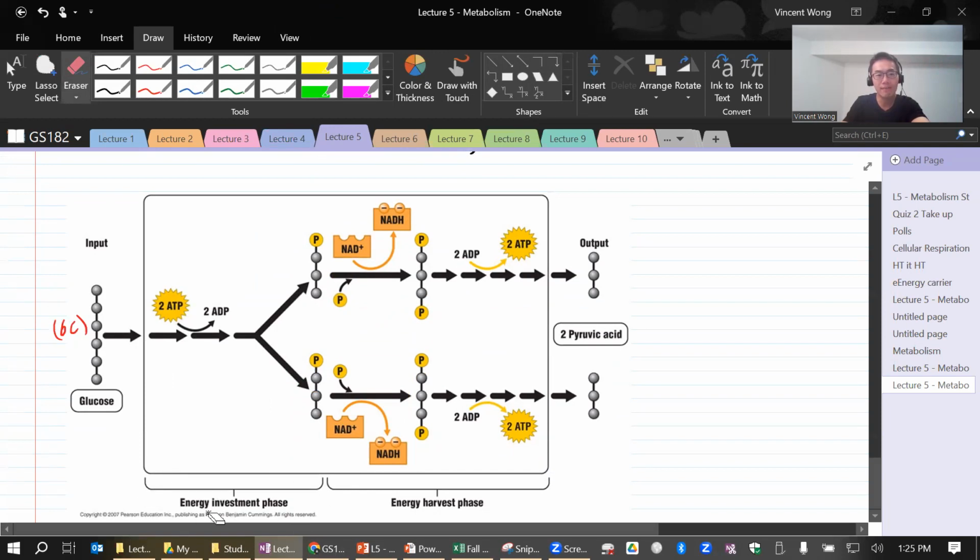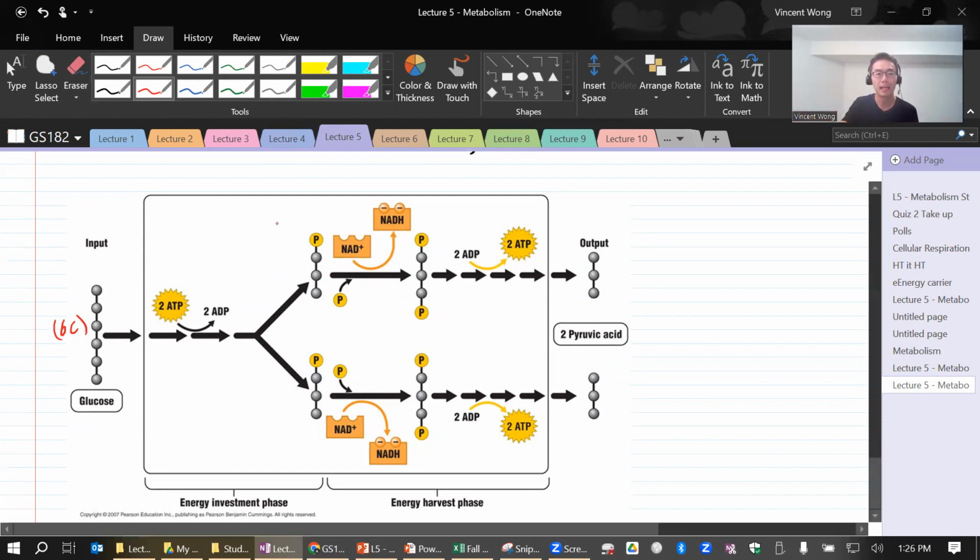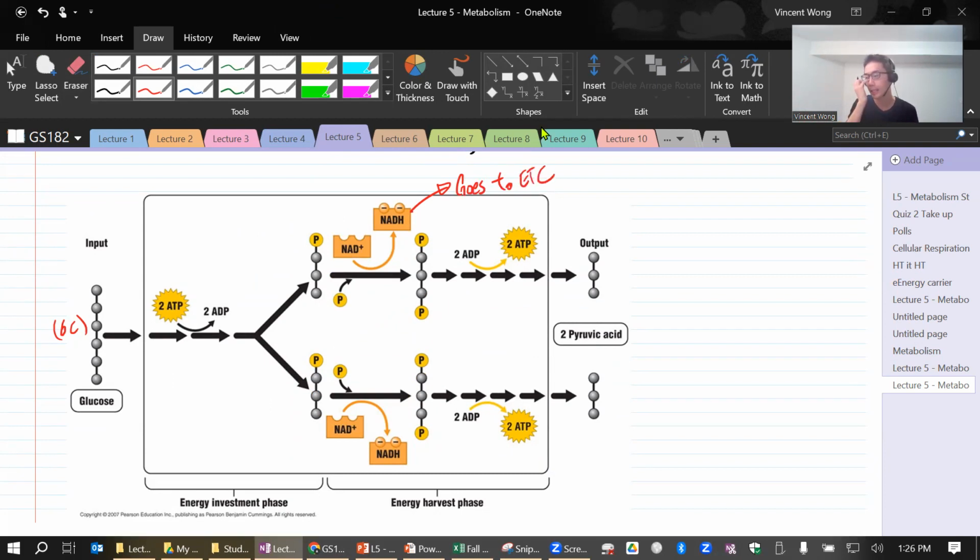In the energy investment phase, 2 ATPs are used to charge up the glucose, so that it will want to react, basically. And then we will remove some electrons which are captured by NAD plus. So NAD plus is reduced into NADH. And I asked you a few times already, where does this go? It goes to the final destination, the ETC.